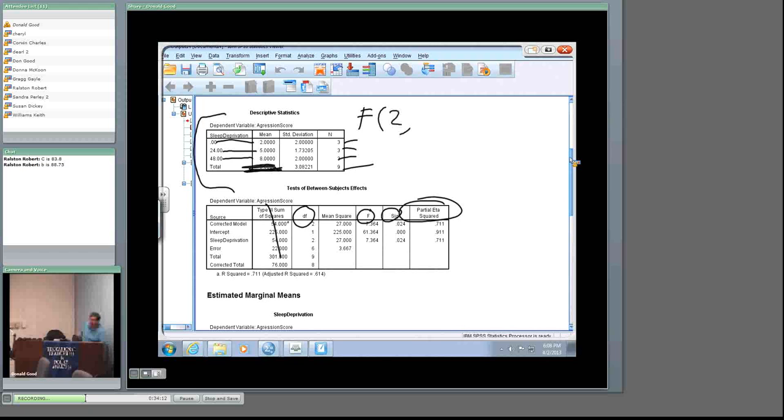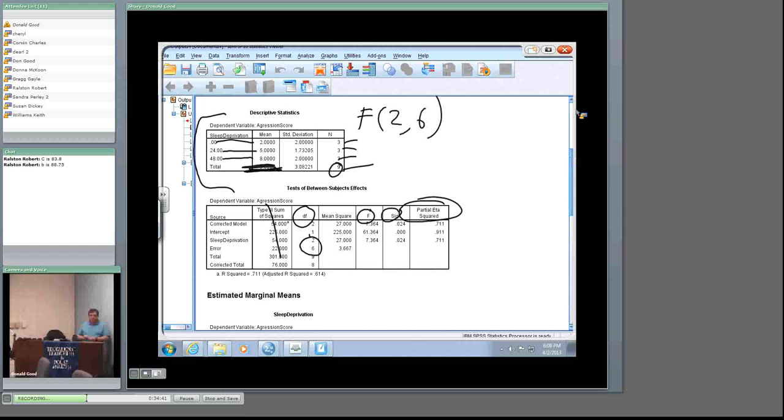How about degrees of freedom for within groups? There's a total of 9 altogether. 9 minus 3 groups is 6. So my F value is going to reflect 2 and 6 degrees of freedom. The 2 is between groups, the 6 is within groups. And where that comes from is right here, the 2 and the 6.